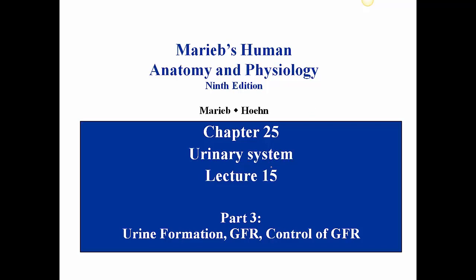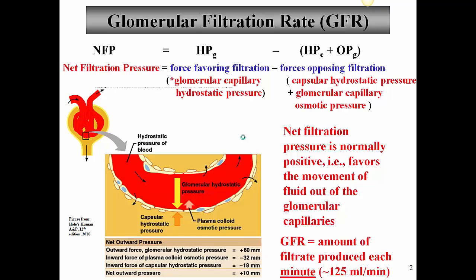In the last part of lecture 15, we want to talk a little bit more about urine formation, some of the forces involved in that. We'll talk about a very important number called glomerular filtration rate and what controls that. This is once again from chapter 25 in Marieb. Let's begin by talking about some of the forces involved in glomerular filtration.